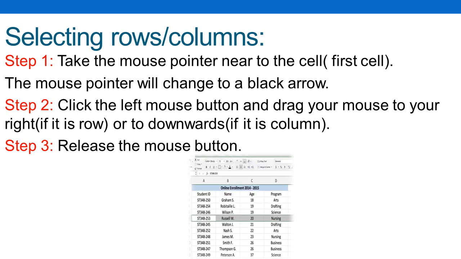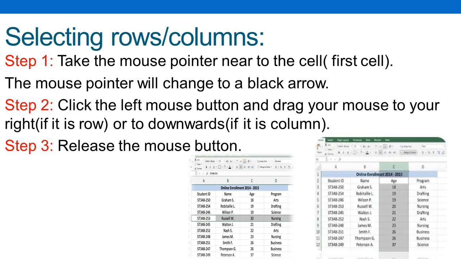Look at the picture. In that worksheet, for the selected row you have to take the mouse pointer towards the right side. If it is a column, we have to take the mouse pointer downwards.